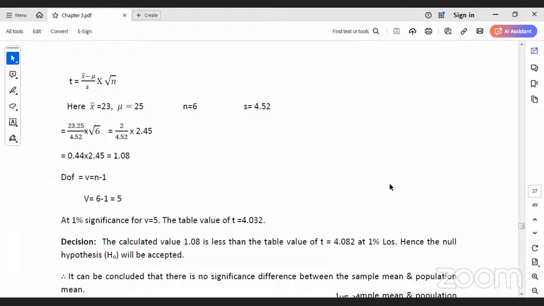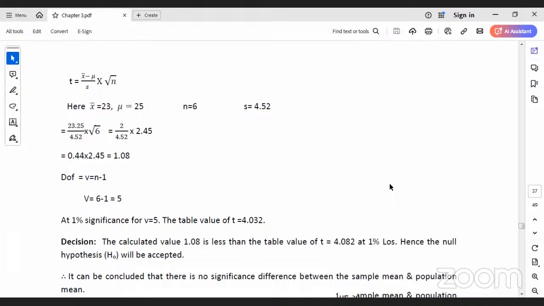So DOF means how many individual variables are there? 6 variables are given, 24, 36 and so on, all 6 are there, so n minus 1, that is 6 minus 1 is 5. At 5, the significance level is 1%. The table value at 1%, at 5, is 4.032. So that is the critical value or table value.